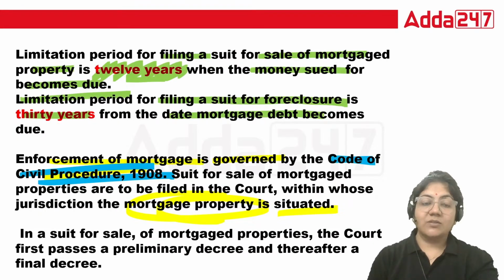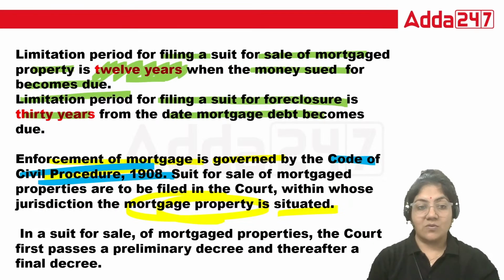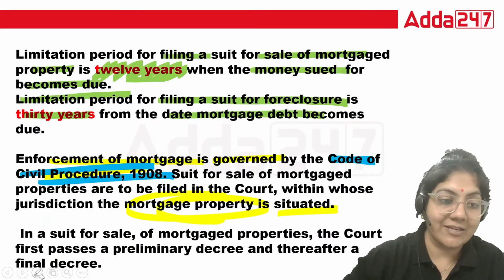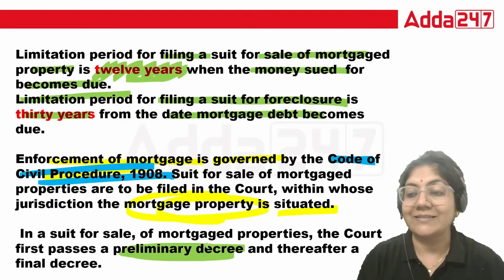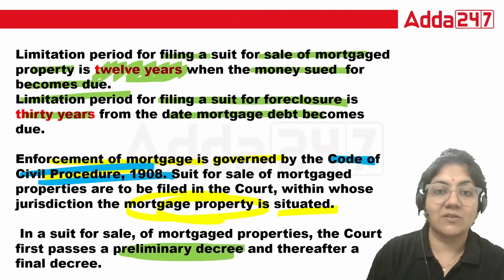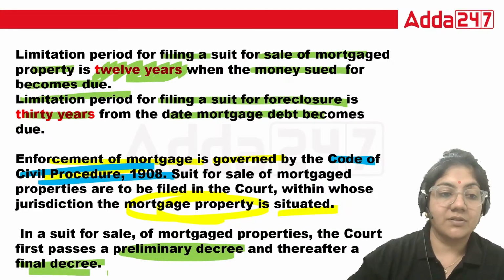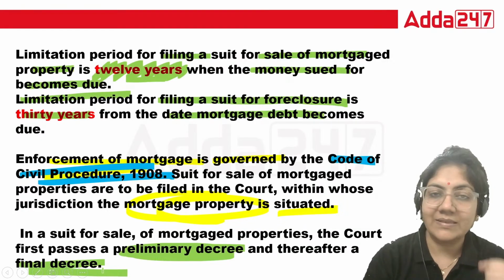Okay, in the suit for sale of mortgage property, the court first passes the preliminary decree. Preliminary decree is basically before the final decree. Whenever the court passes that, it is called preliminary, and thereafter the final decree. That is important.